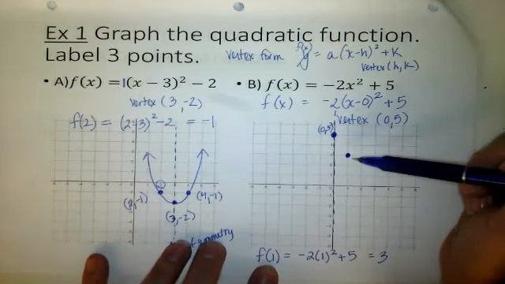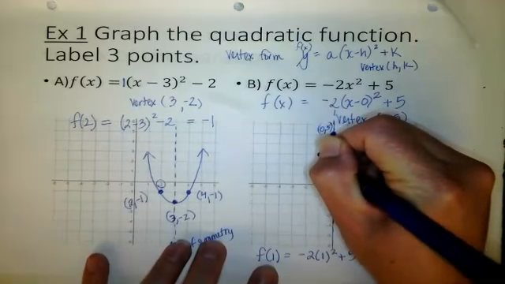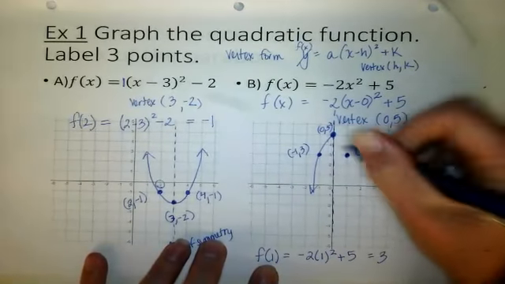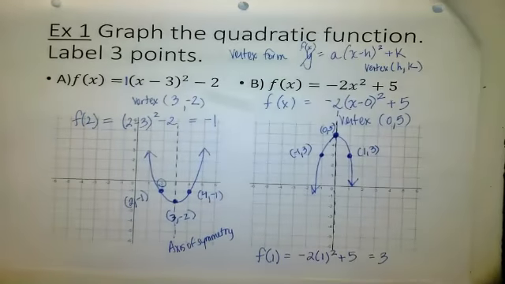By nature of reflection, what's the other point? -1, 3. Yep. All right, and then we can connect to get 3 lovely points on our graph. And that axis of symmetry always, always, always passes through the vertex, which is why that's a great point to get first.